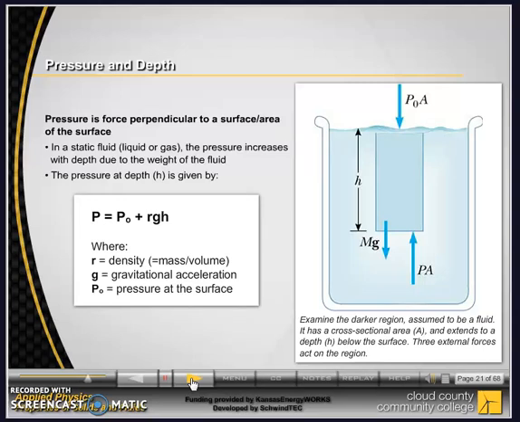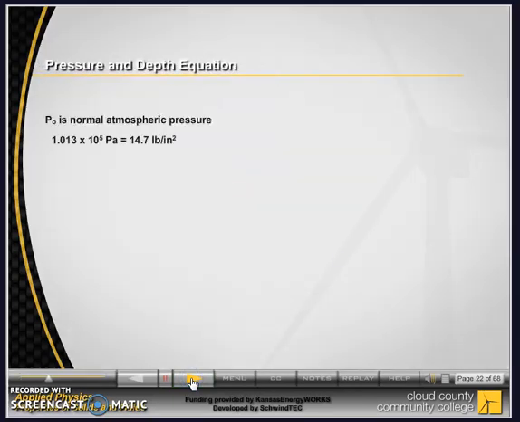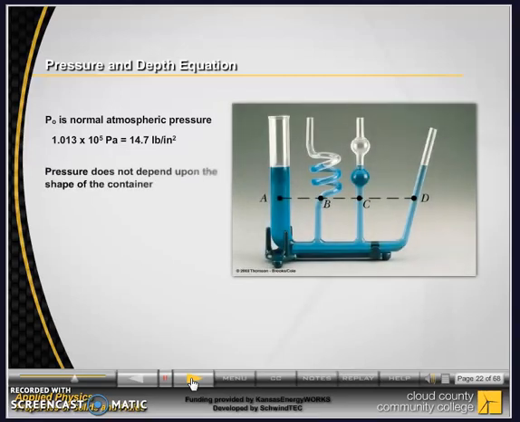The same equation would work for pressure in a stack of newspapers. The difference is that newspapers do not push sideways. P₀ is normal atmospheric pressure. The pressure does not depend upon the shape of the container.